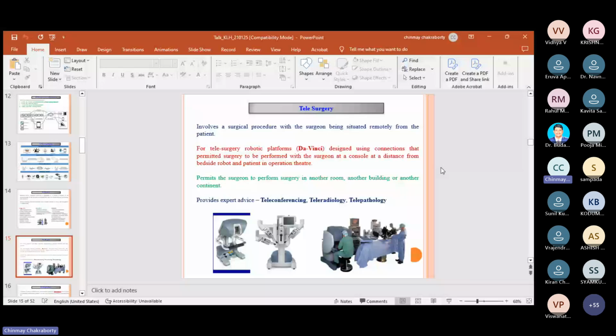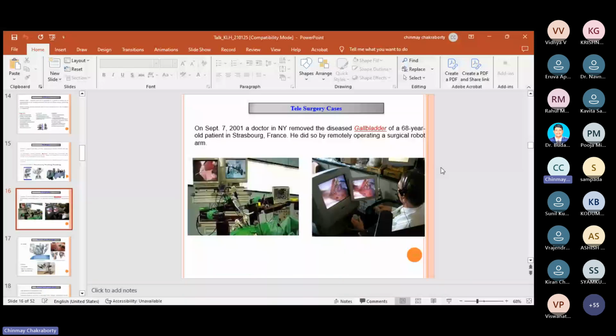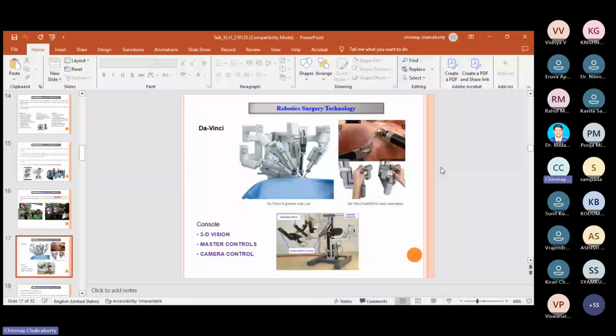And here you see that one doctor is there. This is a gallbladder operation of a 68-year-old patient in Strasbourg in France, and he did it while remotely operating the surgical robot arm. So as per his direction, the robots can automatically do this kind of surgical operation, right? So this is the robotic surgery technology.